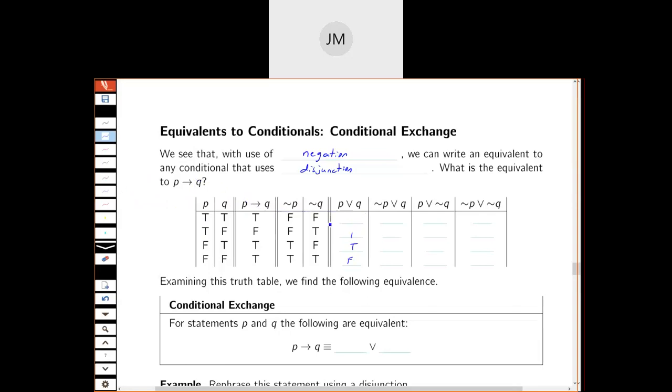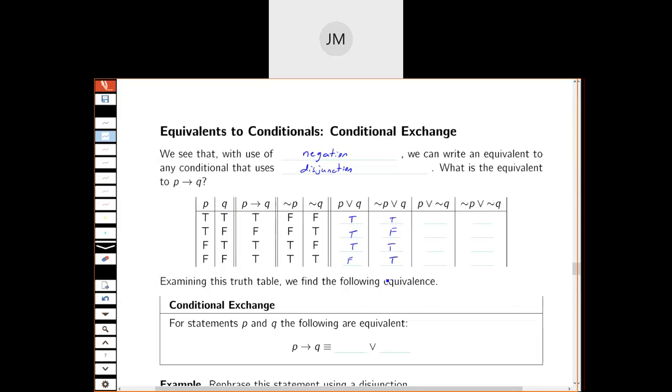That's crazy. True if I have at least one true. Okay. Not P or Q. So here's my not P column. Here's my Q column. I have both false in the second row and at least one true in all of the other ones.